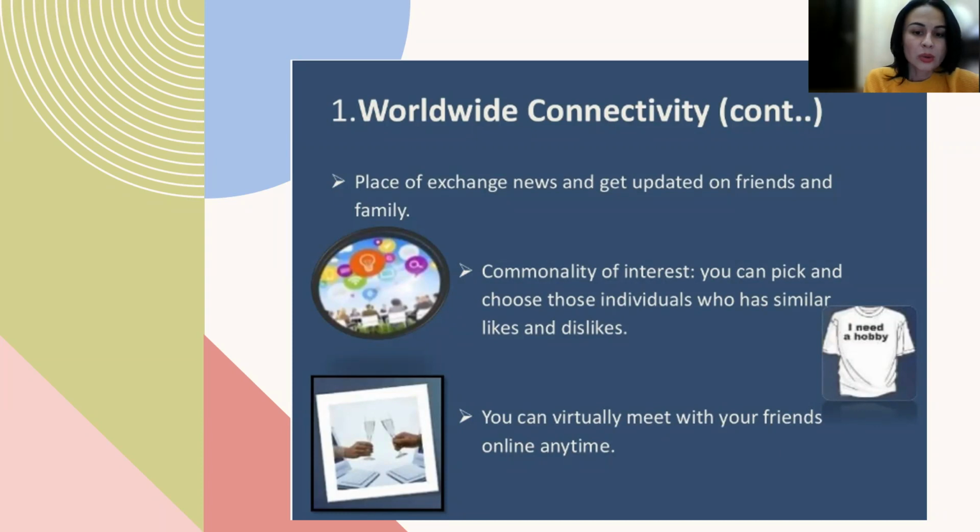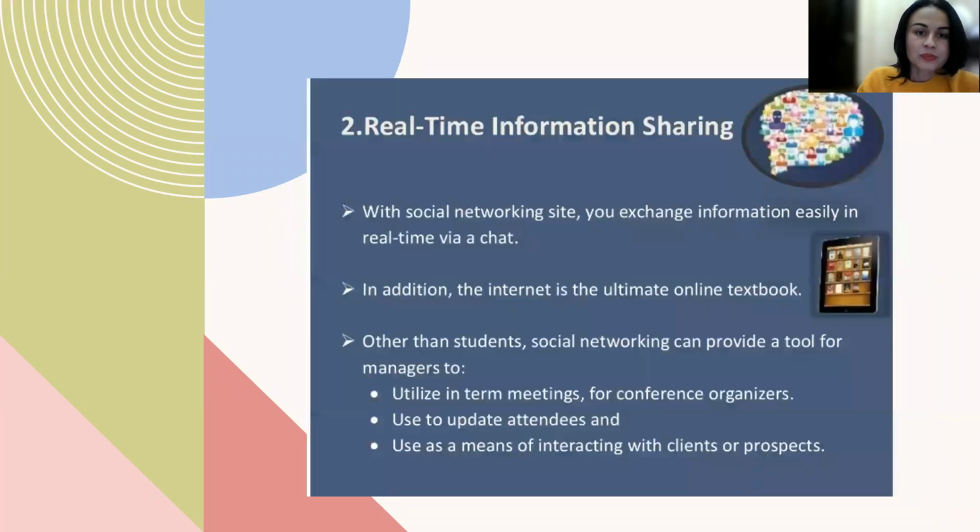Well, also, if you have friends busy on some work trip or living in another country, again, you can virtually meet your friend at any given time. So connection is probably the biggest advantage social networking can impose.